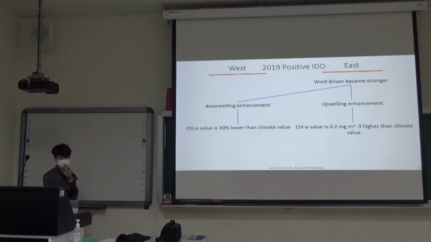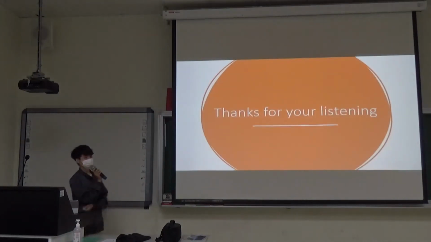It shows that the concentration of chlorophyll A in the east IOD area increased from the primary value of 0.3 to 0.5 milligram per cubic meter in October of that year, while compared with the primary value, in the west IOD area the chlorophyll A concentration dropped by more than 30%. Thank you for your listening.